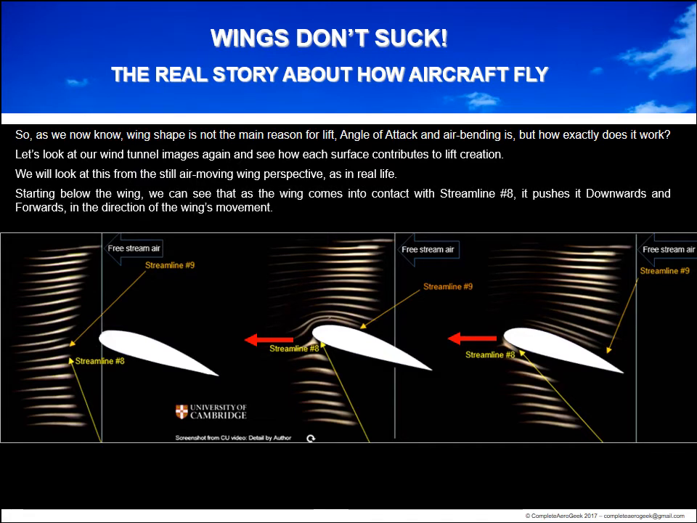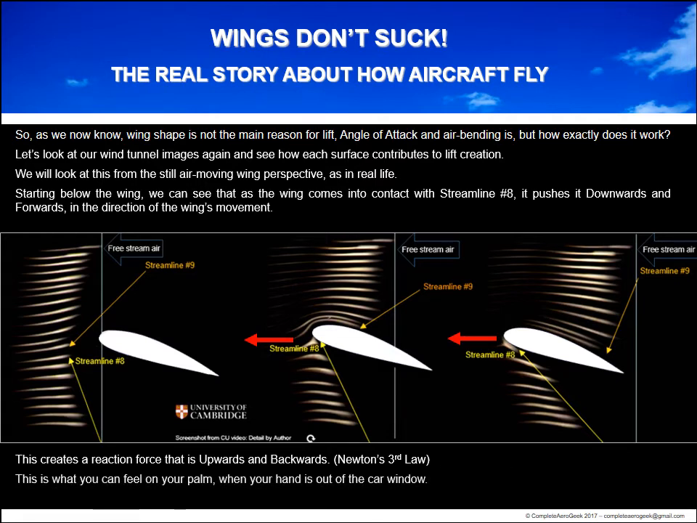Starting below the wing, we can see that as the wing comes into contact with streamline number 8, it pushes it downwards and forwards, in the direction of the wing's movement. This creates a reaction force, that is upwards and backwards. Newton's third law. This is what you can feel on your palm, when your hand is out of the car window. The upwards reaction force is lift, and the backwards or rearwards force is induced drag.